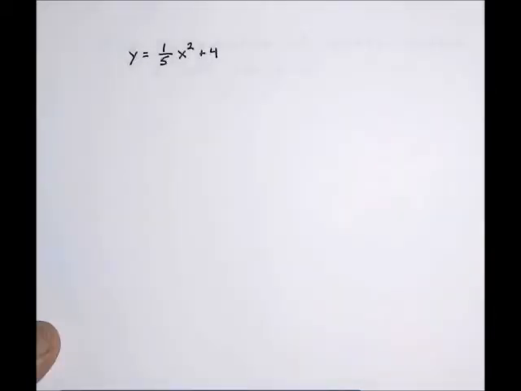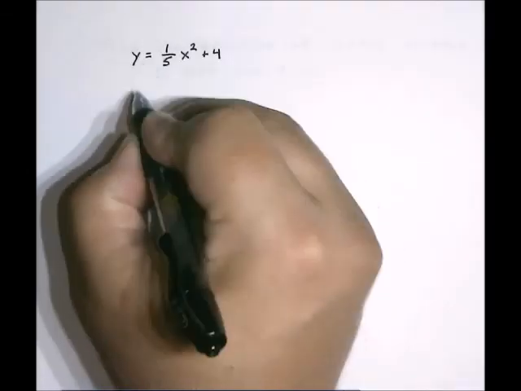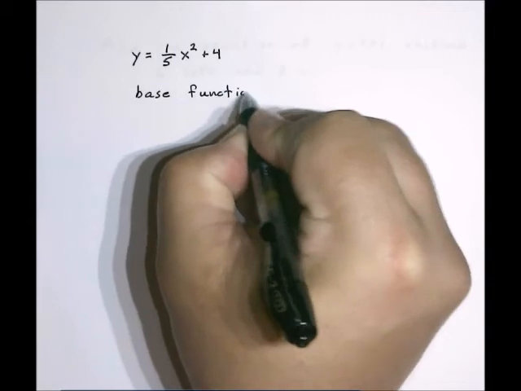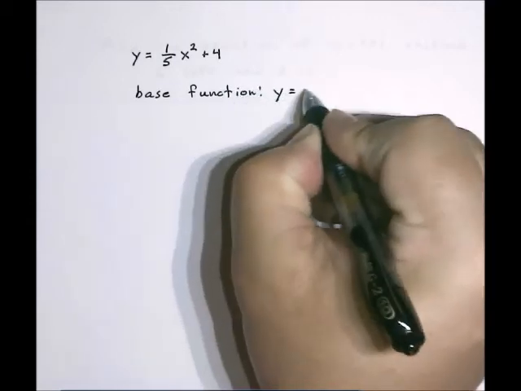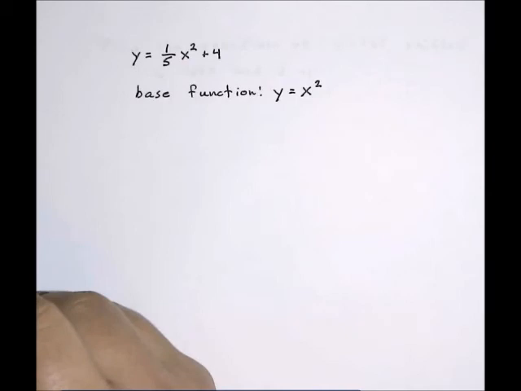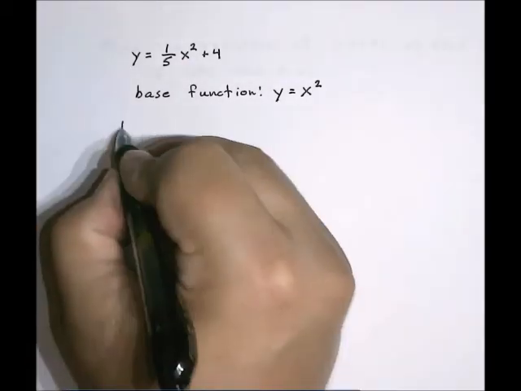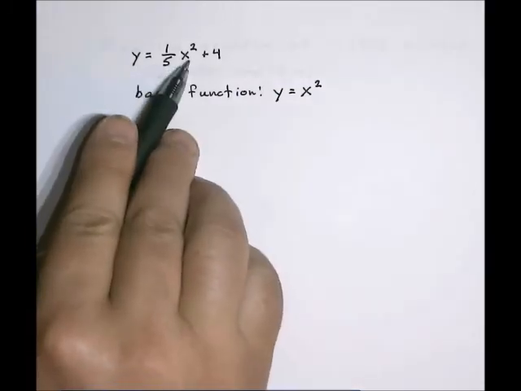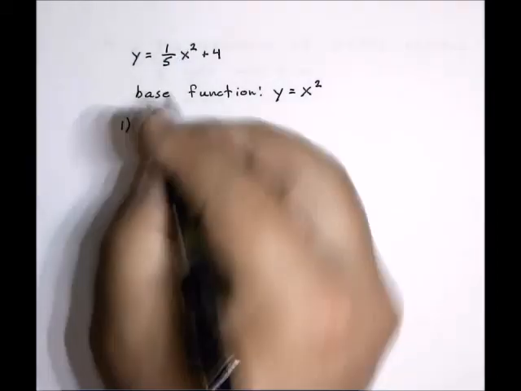Let's try one more. First thing we want to do is find the base function, and hopefully there won't be any problem recognizing the base function as x squared. And now we'll just go through our list of transformations. First one is the horizontal shift, and there's no constant associated with the x inside the square, so no horizontal shift.